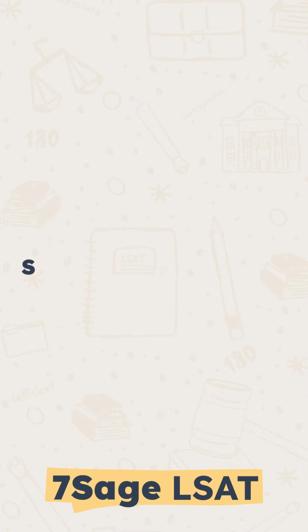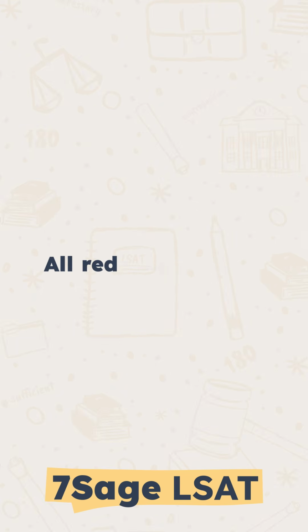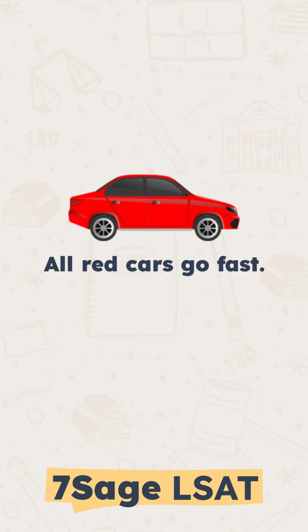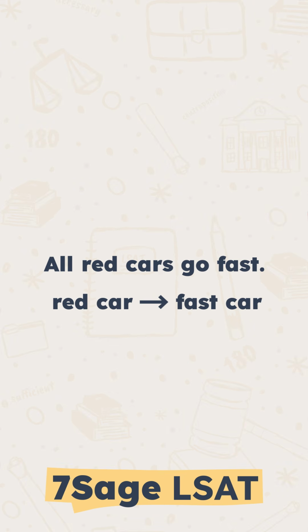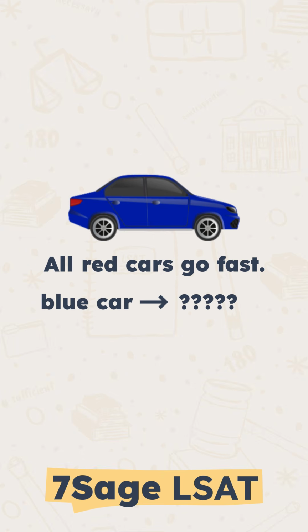When one condition is sufficient for another, the presence of that condition guarantees the presence of the other. So if I say all red cars go fast, I know that if my car is red, it goes fast. One thing to remember here is that the absence of the sufficient condition doesn't tell me anything. So if I have a blue car, I don't know anything.